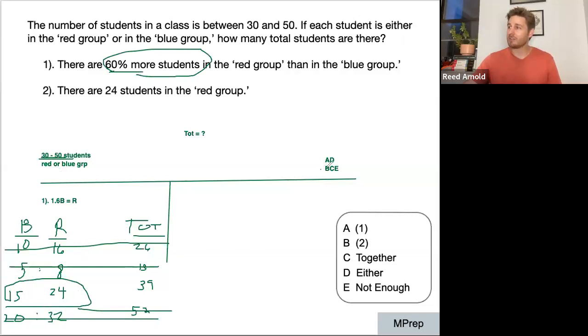Sneaky, sneaky GMAT. And so statement 1 is actually sufficient here. I could prove that just by laying out cases that fit a 60% comparison in the range 30 to 50 students. Statement 2 tells me there are 24 in the red group. But without statement 1's information, that's not going to be sufficient. What is blue? I have to take this statement on its own. I can't use this information anymore. So what is blue? I don't know. The answer here is A.